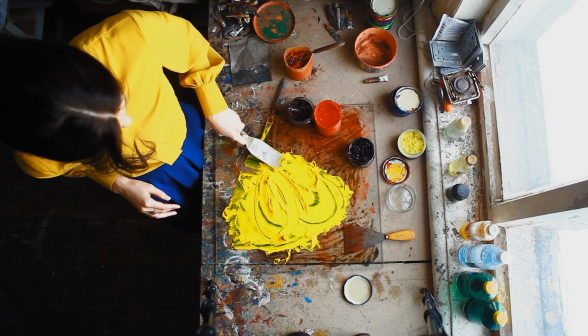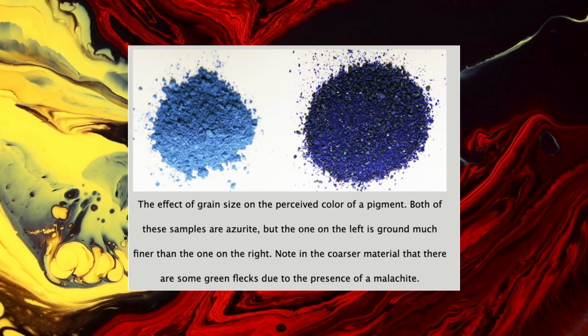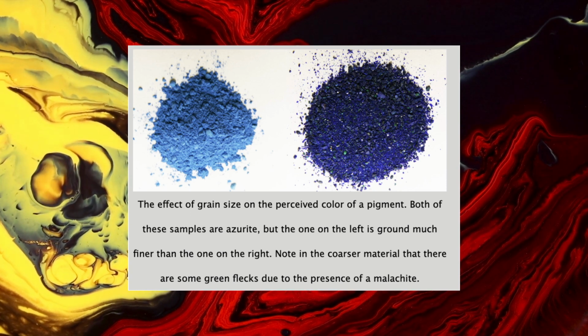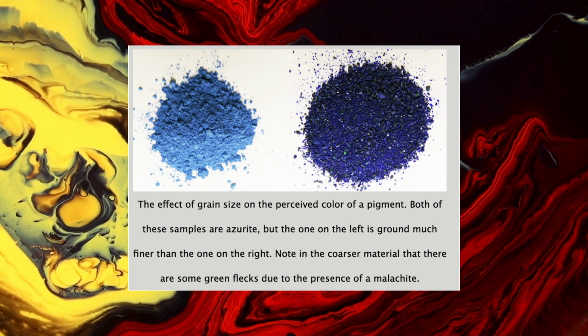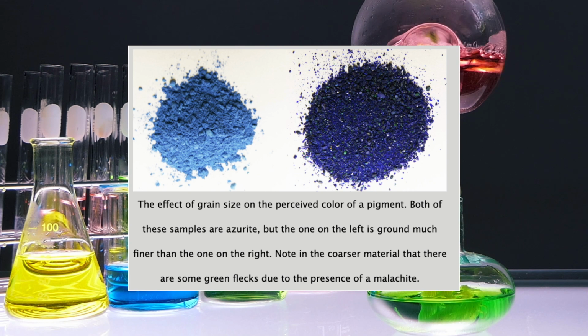One interesting example of this is the grain size effect. Grain size affects color. A substance that's finely ground appears lighter in color than the same substance coarsely ground, which will look darker and richer in color. In this example, finely ground azurite looks sky blue, coarse azurite looks deep violet blue. Chemically, the more scattering and absorption that occurs due to particle size, the more the apparent color shifts.